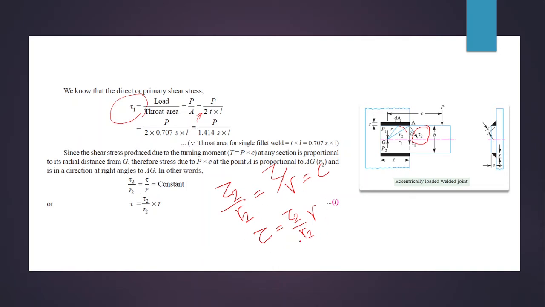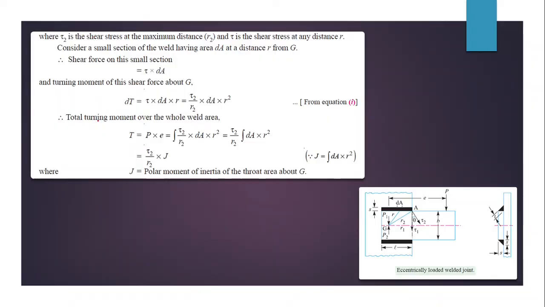This is the condition: tau is equal to tau 2 by R2 into R. Where tau 2 is the shear stress at the maximum distance R2, the maximum distance point from the center of gravity, and tau is the shear stress at any distance R.